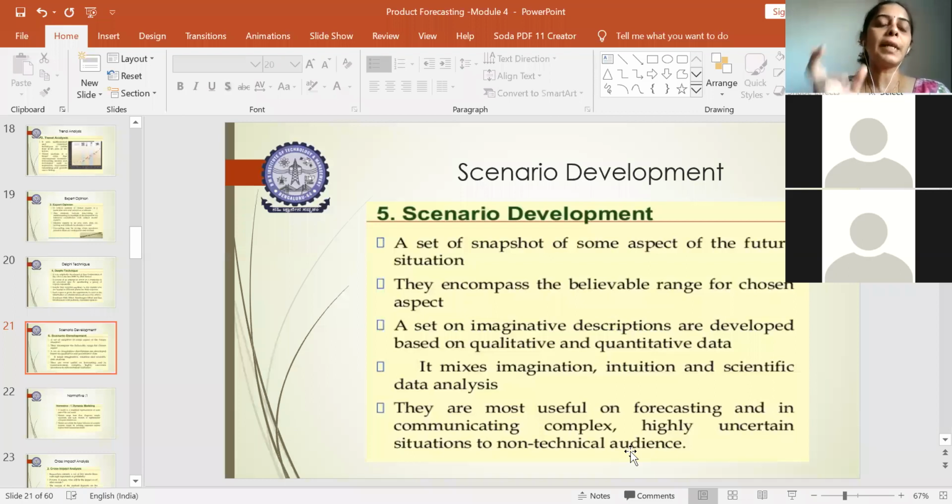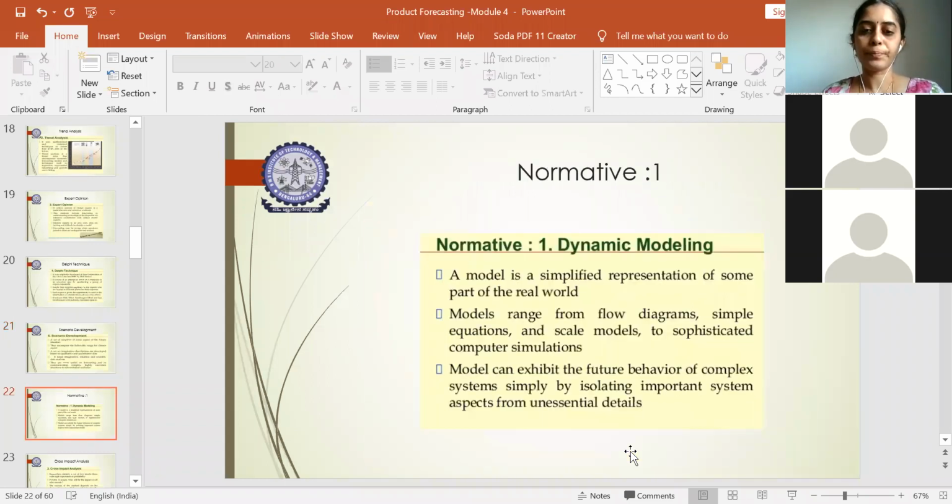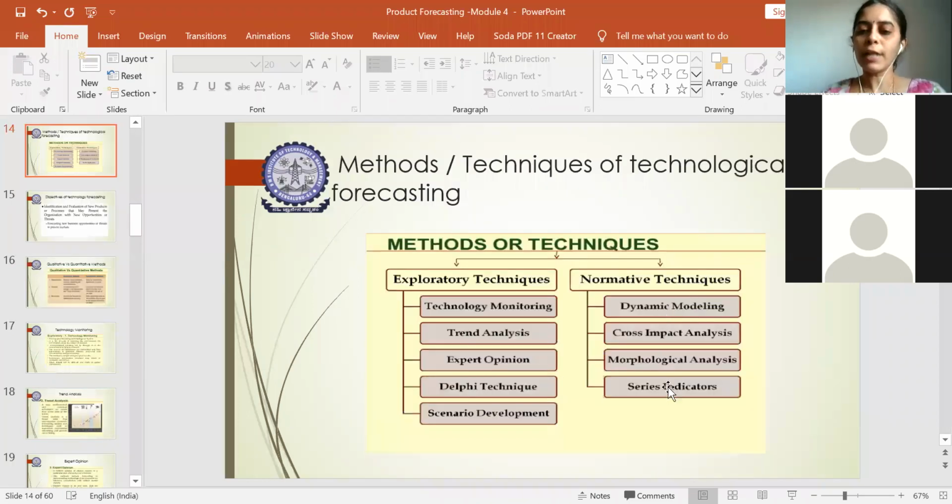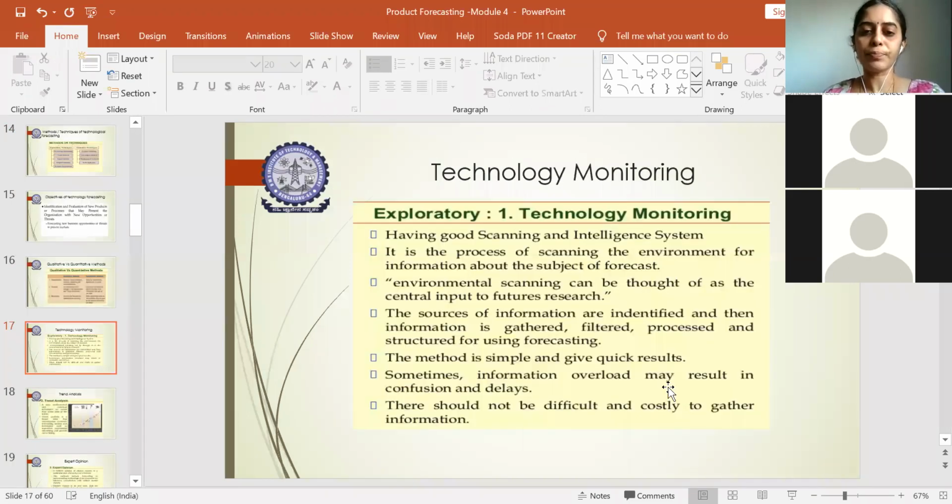So exploratory techniques are nothing but the exploratory methods for forecasting the technology. In that we have now explained all the 5 technological aspects, which are the methods or the techniques. So next comes under normative. You can see under normative techniques we had 4.